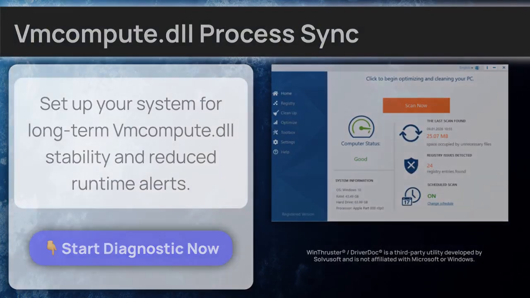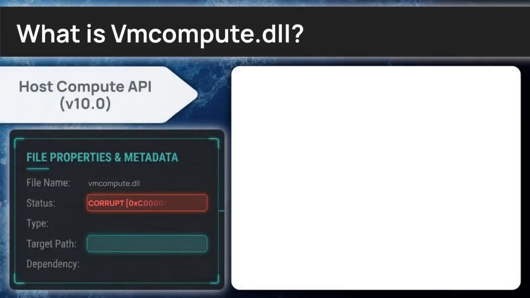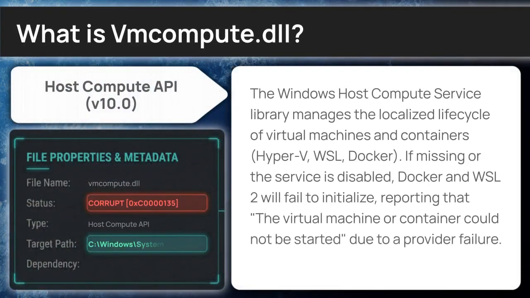This is the Hyper-V Host Compute Service. It manages the localized lifecycle of virtual machines and containers: Hyper-V, WSL, Docker. If it is missing or the service is disabled, Docker and WSL2 will fail to initialize, reporting that the virtual machine or container could not be started due to a provider failure. Now that you're up to speed on the file's role, let's begin the repair process.